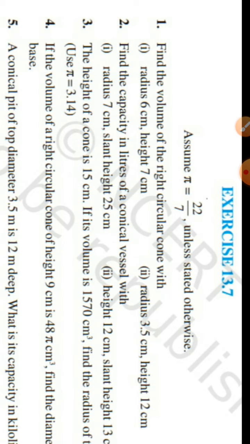Now one another point: here instead of height, slant height is given. So first of all we have to find height, not slant height. L is given, not h. So we have to find h first by using that Pythagoras formula. After getting h, we will have r and h both, then only we can find volume. And after finding volume, our volume will be in centimeter cube, so we will have to divide our answer by 1000, so that we can get volume or capacity in liter.